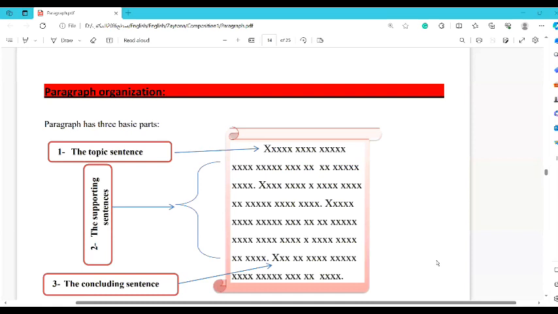Hello again. Hello. Okay, let's complete. Okay, before the cut-off, you were talking about the shape of the paragraph. I will share the screen again. Do you see my screen?